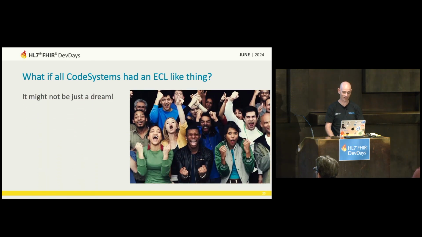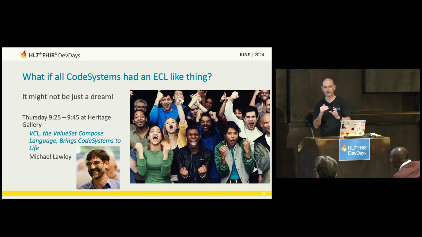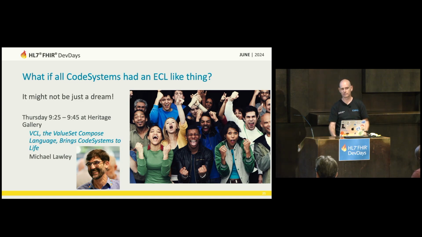There's a plug for Michael Lawley, my colleague, who'll be talking on Thursday at 9:25 about VCL, which is essentially the same concept as ECL, but it's for the ValueSet.compose language. So imagine the semantics for the compose section of a value set where you can define filters. It's actually slightly more expressive than that, where you'd be able to add that on the end of a GET request and be able to dynamically do the same sorts of querying, which is pretty cool.